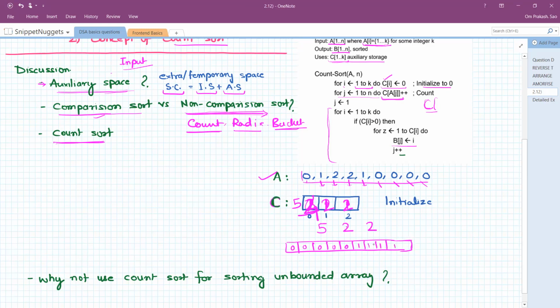That's it. So please notice here we have not compared elements among itself, like which element is greater than which. We have not compared elements in order to sort it. That is why this count sort falls under the non-comparison sort.